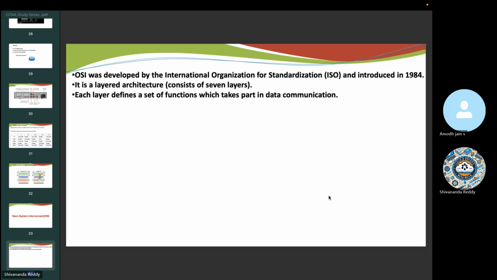Next. Each layer defines a set of functions which take part in the data communication. That means these 7 layers describe how data is transferred from one place to another. Based on that, the networking concepts also work, taking the data through predefined ways.